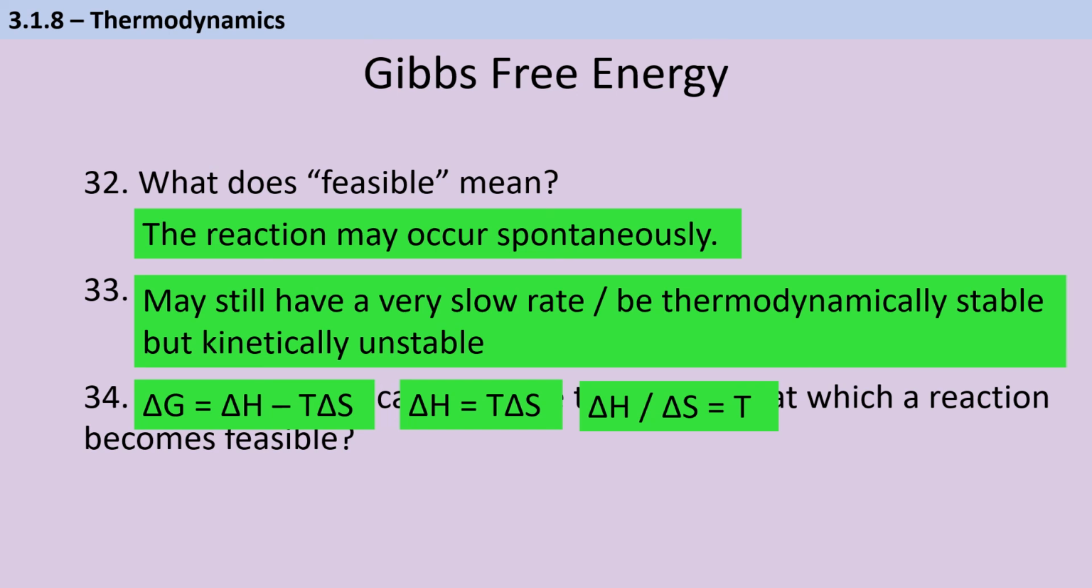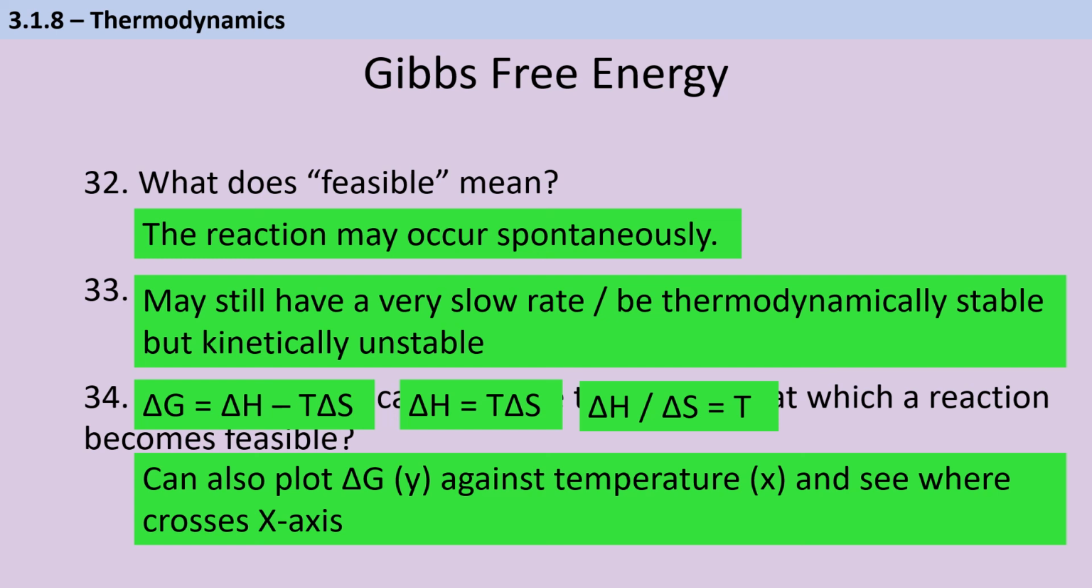It's also possible to plot the values of delta G on the y-axis against temperature on the x-axis and see where that curve crosses the x-axis, and that will be the point at which delta G is 0 and therefore the reaction becomes feasible.